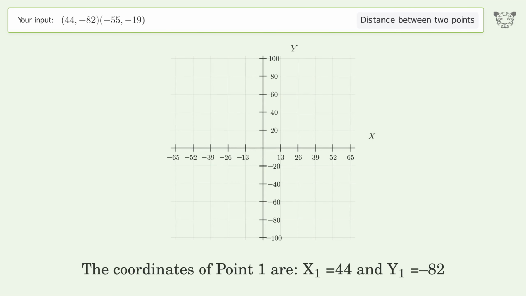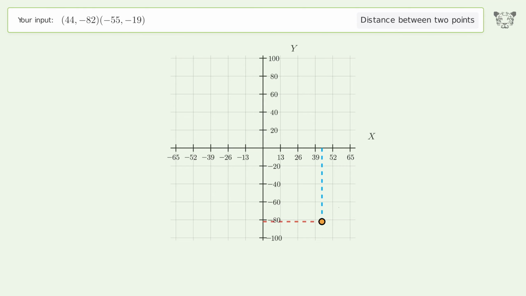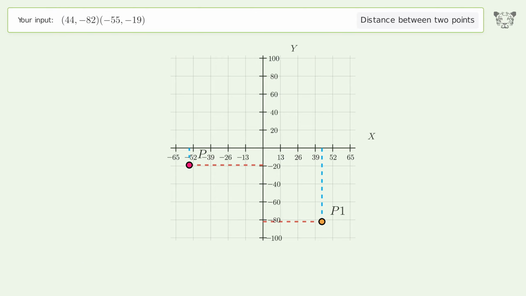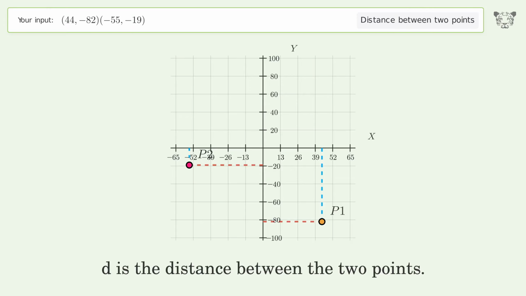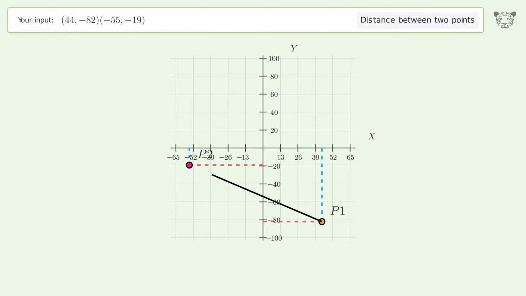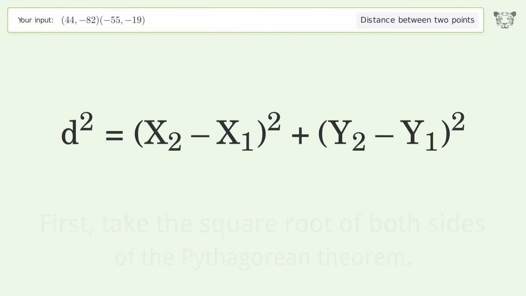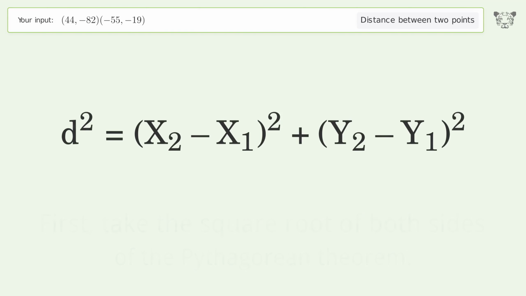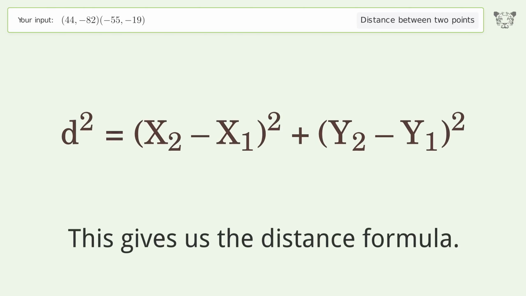The coordinates of point 1 are x1 equals 44 and y1 equals negative 82. The coordinates of point 2 are x2 equals negative 55 and y2 equals negative 19. D is the distance between the 2 points. First, take the square root of both sides of the Pythagorean theorem. This gives us the distance formula.